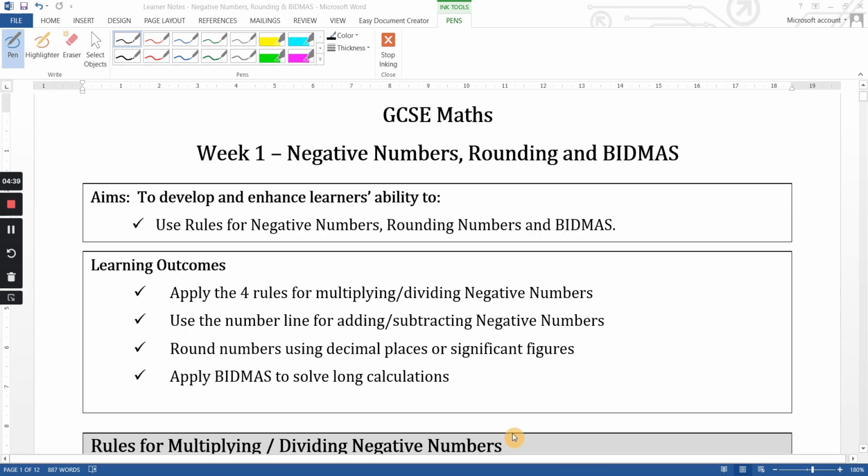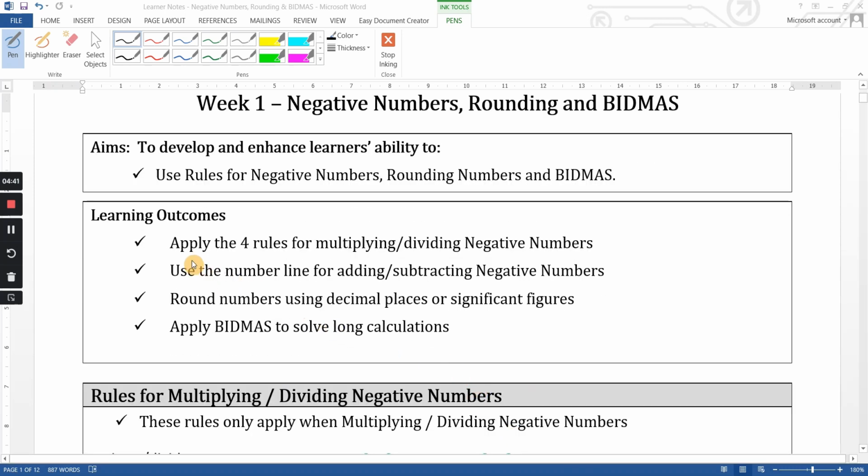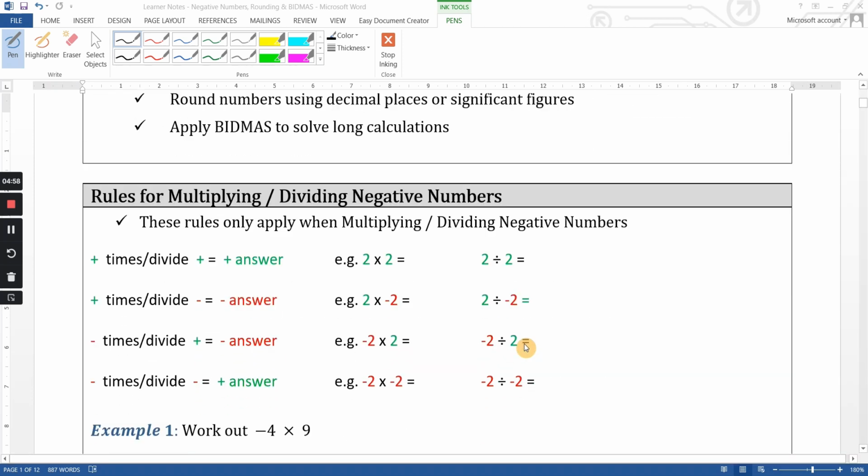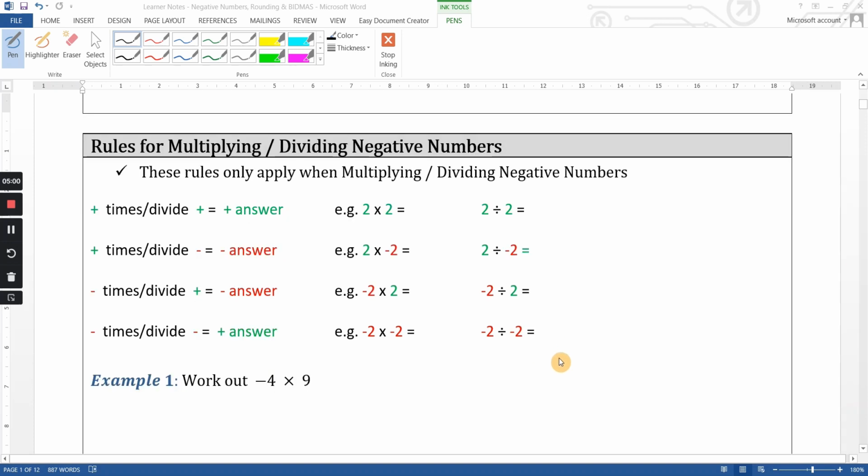Right, so hopefully by the end of this lesson, we're going to be applying the 4 rules for multiplying and dividing negative numbers, using the number line for adding and subtracting negative numbers, rounding numbers using decimal places or significant figures, and applying BIDMAS to solve long calculations. Right, so let's make a start on the rules for multiplying or dividing negative numbers.